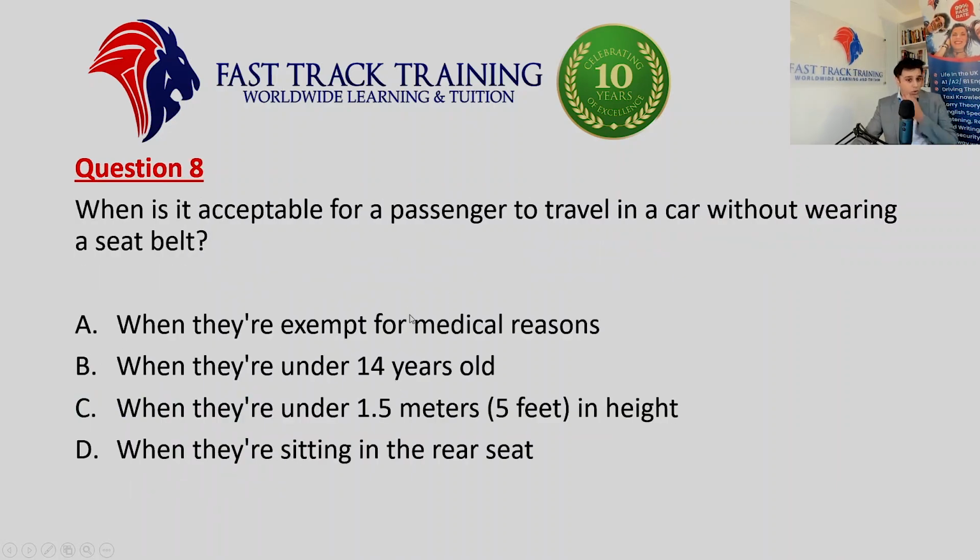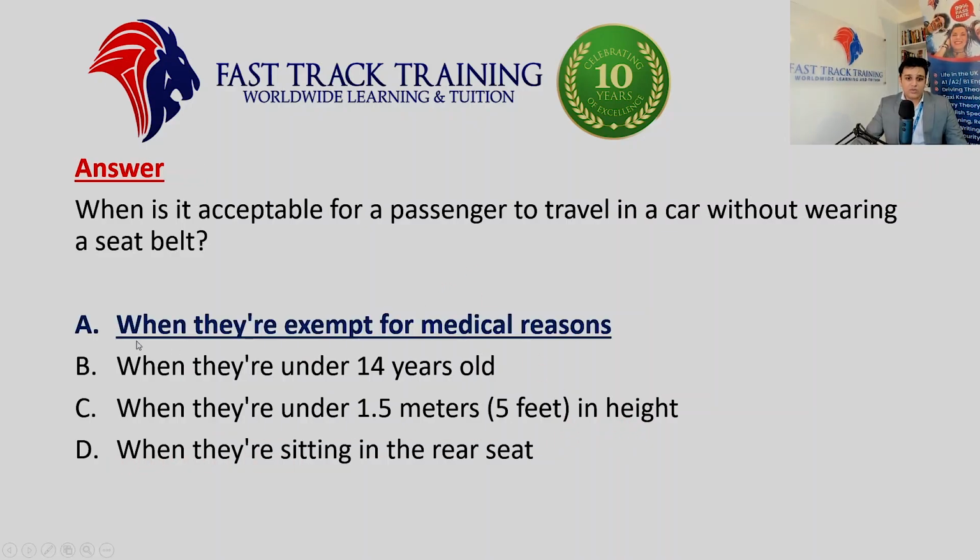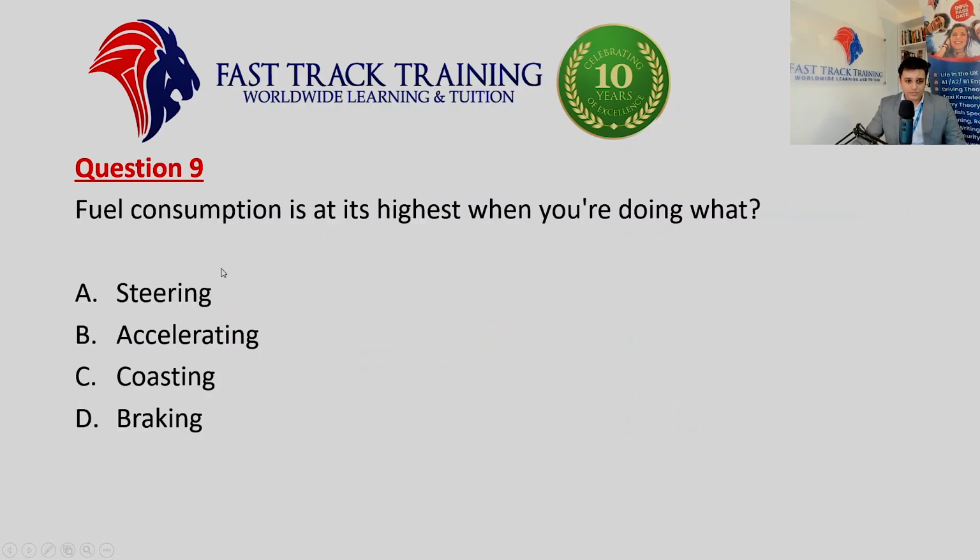That's it. When is it acceptable for a passenger to travel in a car without wearing a seatbelt? When they're exempt for medical reasons, when they're under 14 years old, when they're under 1.5 meters, 5 feet in height, when they're sitting in the rear seat. So the correct answer here is when they're exempt for medical reasons.